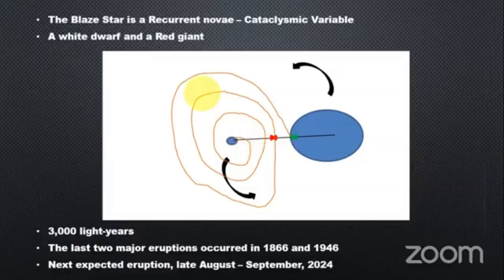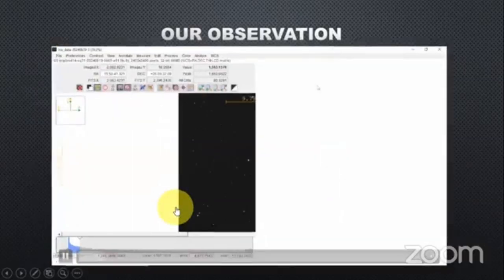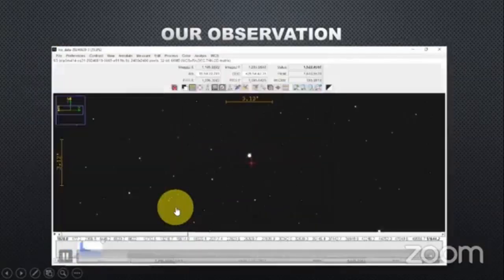Now, the Blaze Star that we're talking about is about 3,000 light years away from Earth. It has experienced two eruptions in the past, in 1866 and in 1946. It is expected to erupt again this August or September. So we are waiting for it. All the astronomers are observing it. Even here at Pascala, we are also observing it, and here are some of our observations.